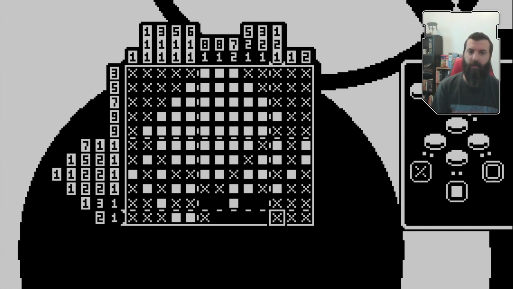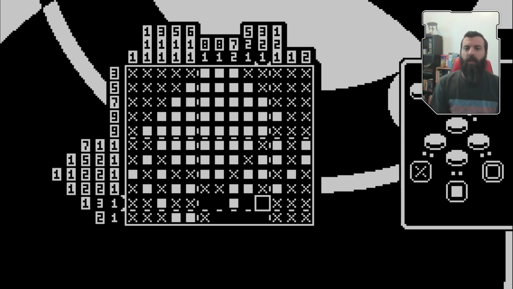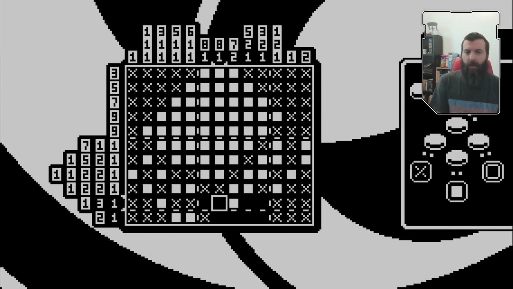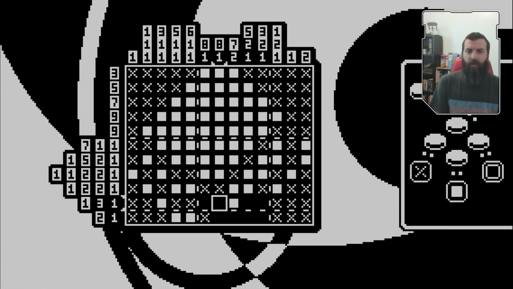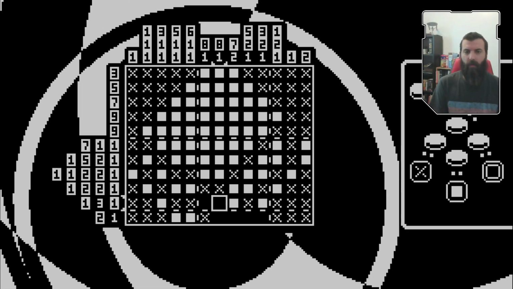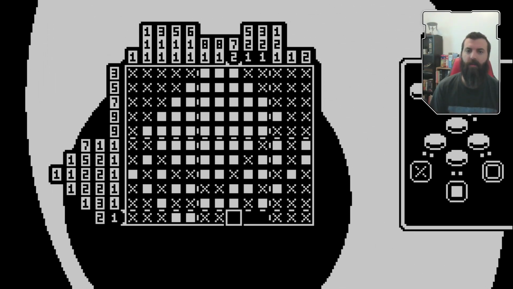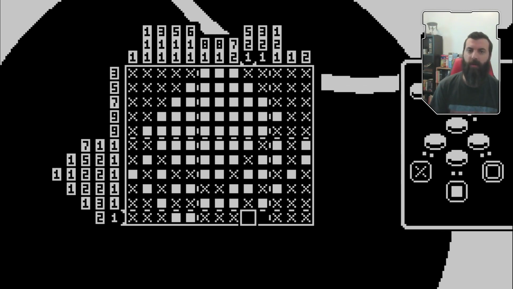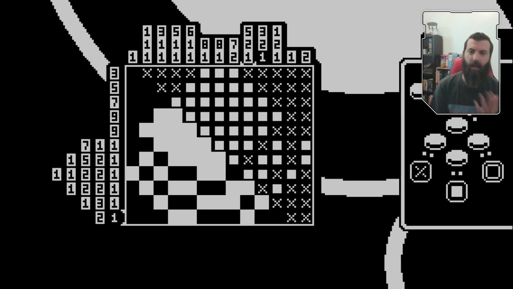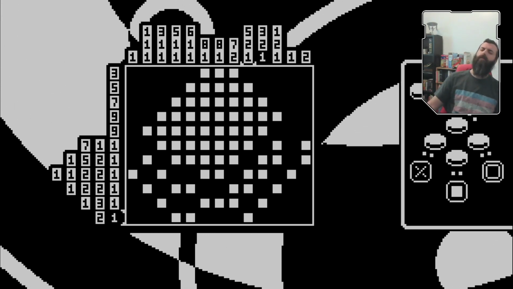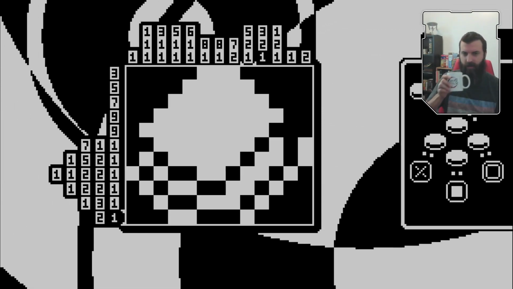Column with this. Looking at this row, we've got 4 pixels available and we need to turn this into a 3 and a 1. That works out. Let's fill this out. This out. 1 more pixel here. Done.